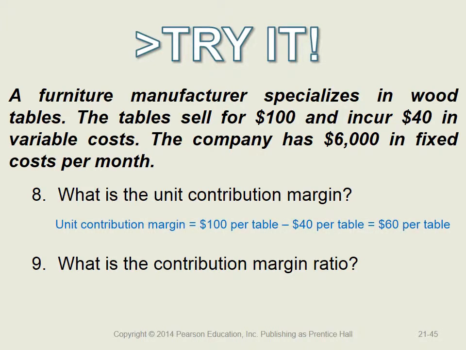Now, what is the contribution margin ratio? Well, we just take the $60 per table, which is the contribution margin, and divide it by $100, which is the amount of revenue. So you see 60 divided by 100, and we're left with 60%.